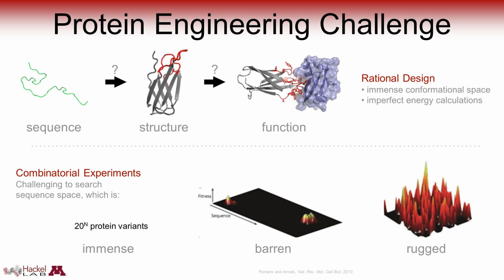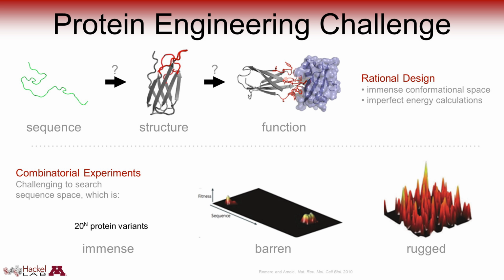The space is immense, so there's 20 monomers and therefore 20 to the nth power of possible proteins of length n. The space is very barren, which is to say most of these sequences do absolutely nothing of interest, and particularly not what we want them to do functionally. And the space is very rugged, which is to say you can be very close to a functional region of sequence space and yet not have that function. Or you can have some decent level of function, and make one mutation and fall off the fitness cliff, so to speak, in terms of losing that function altogether.